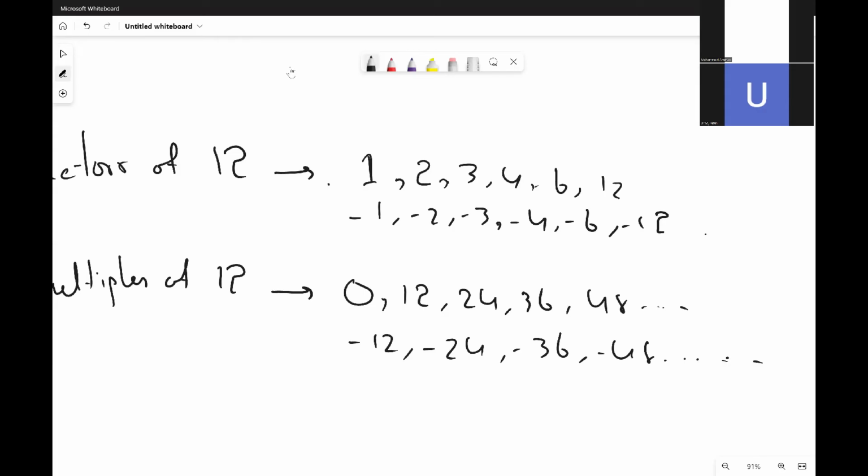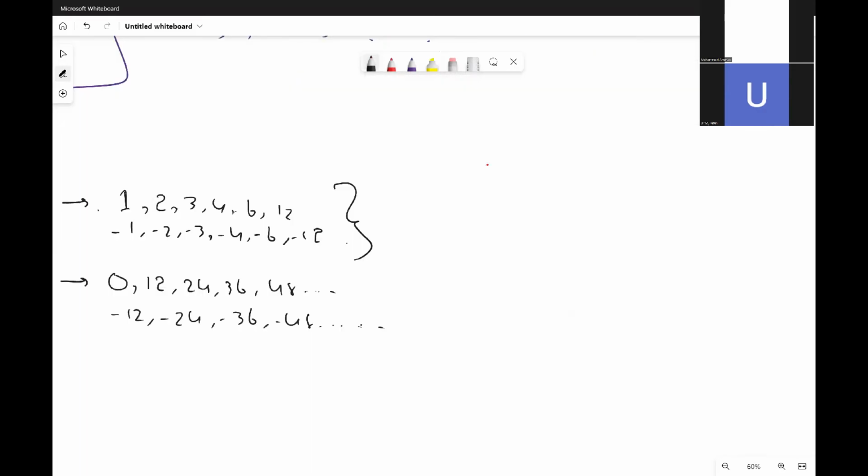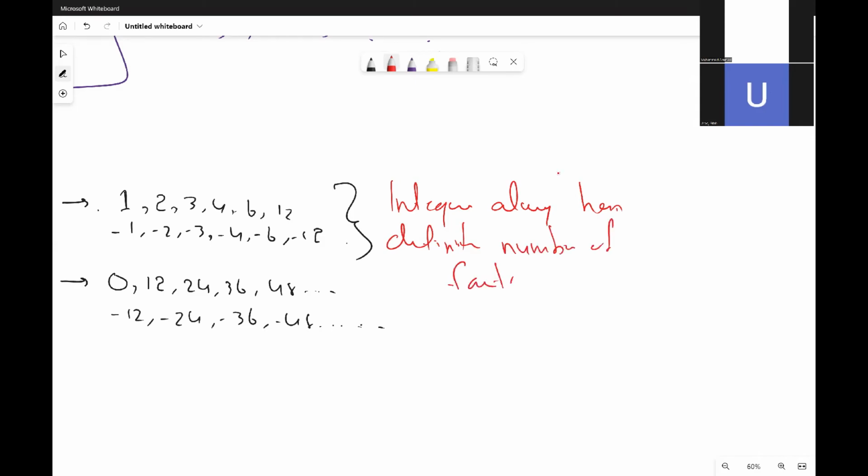So this information tells us that an integer always has a definite number of factors, but unlimited multiples. This is the key information.